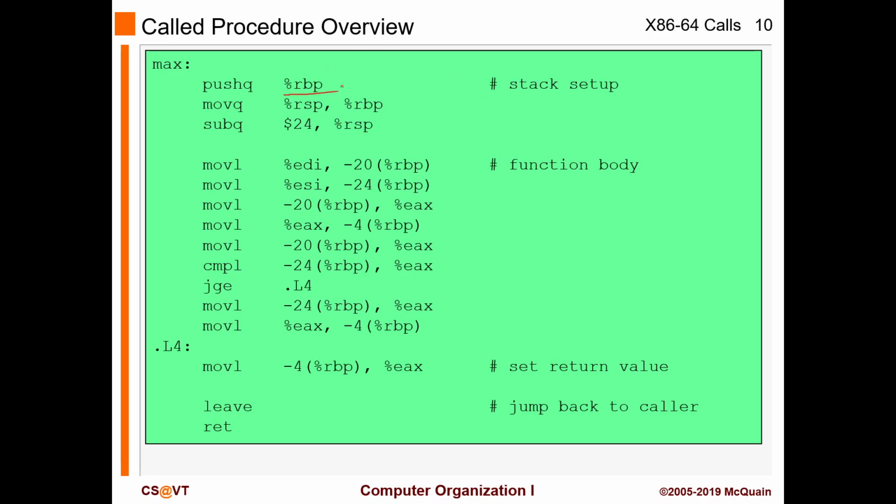The first thing, it's going to store the previous RBP, which is the previous stack pointer to your caller, okay? Then we are going to put RSP into RBP. So RBP is going to point to the next new part of the stack. And then we are going to get some memory, and we are going to keep it for the local variables and all of those things. This part should be familiar to you by now, because these are just simple assembly code, the implementation of max itself, okay?